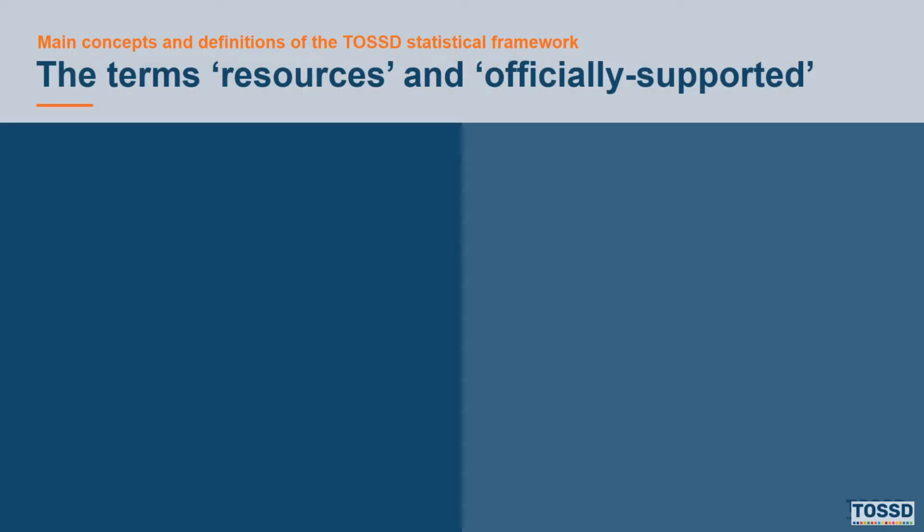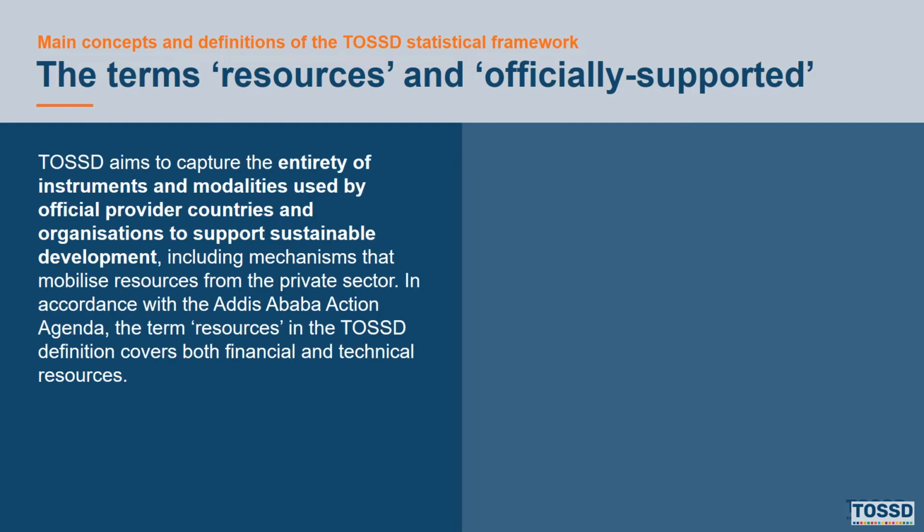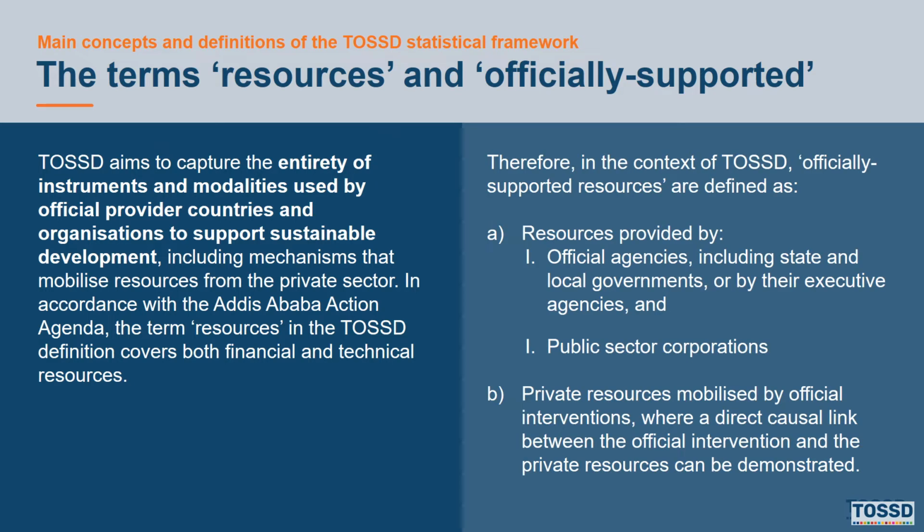How are the terms resources and officially supported defined in TOSSD? First of all, TOSSD aims to capture the entirety of instruments and modalities used by official providers to support sustainable development. This includes mechanisms to mobilize resources from the private sector. In accordance with the Addis Ababa Action Agenda, the term resources in the TOSSD definition covers both financial and technical resources. Therefore, in the context of TOSSD, officially supported resources are defined as follows.